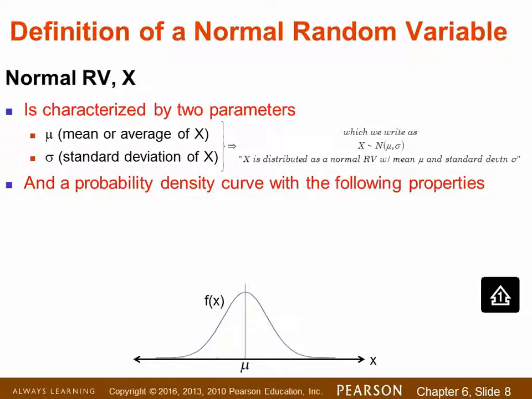So we're going to draw the probability density curve like this. That's f of x. Mu is the mean. That's at the bottom. And the first thing we notice is it goes from negative infinity to positive infinity. Okay?